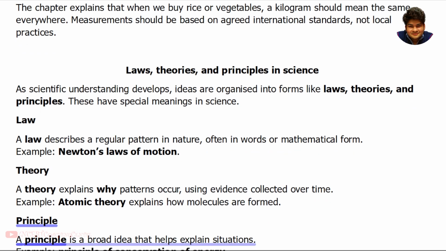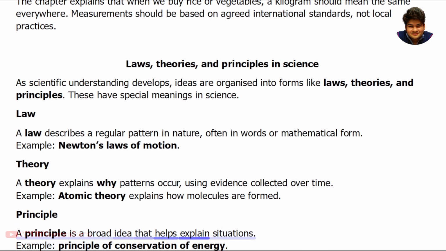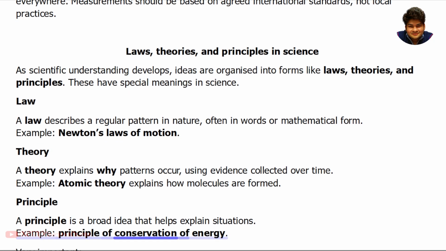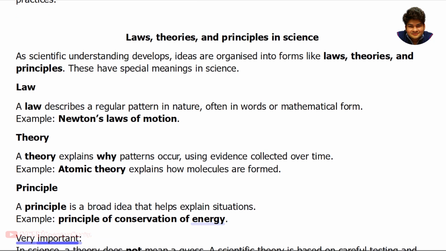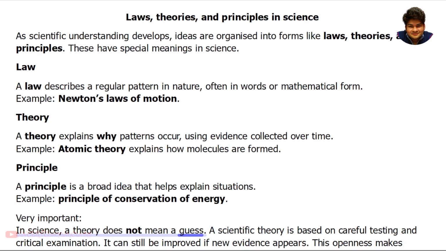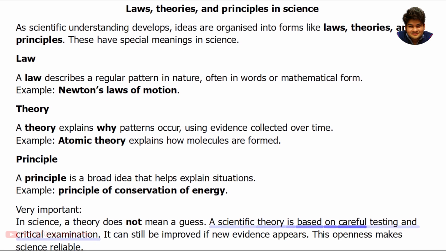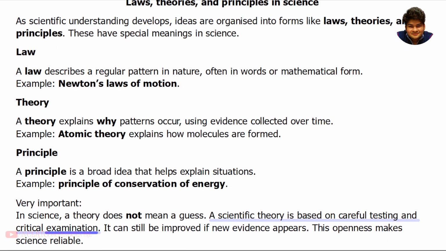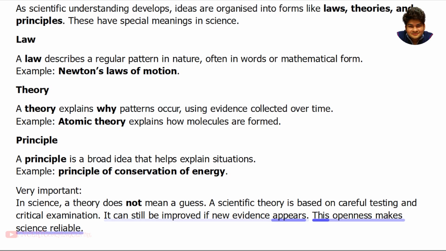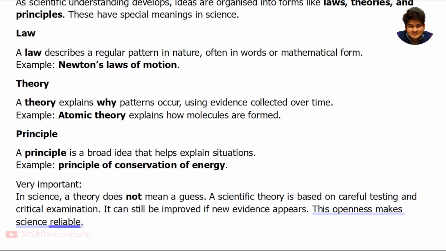Principle: a principle is a broad idea that helps explain situations. Example, principle of conservation of energy. Very important: in science, a theory does not mean a guess. A scientific theory is based on careful testing and critical examination. It can still be improved if new evidence appears. This openness makes science reliable.